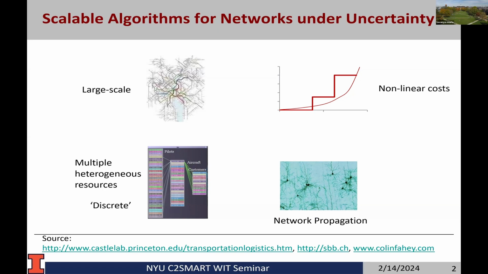And also thinking about the kinds of multiple heterogeneous and discrete resources. So when you have discrete decisions, often making these decisions and simultaneously making and quantifying these trade-offs that I spoke about is actually much harder. So how do you do that in the presence of these discrete decisions?